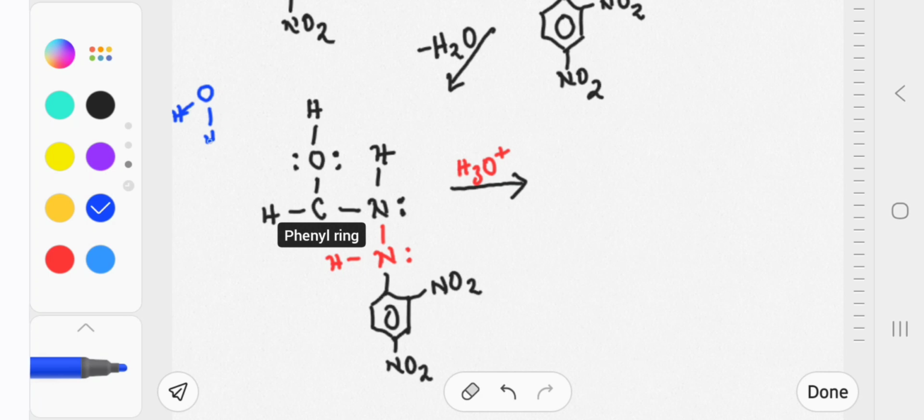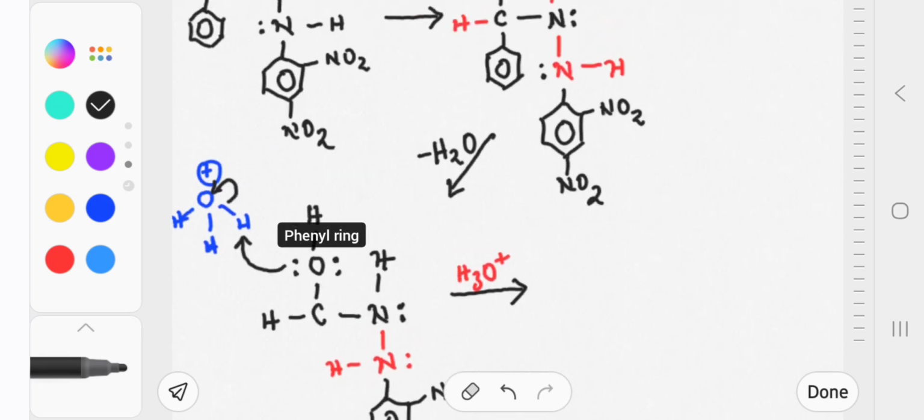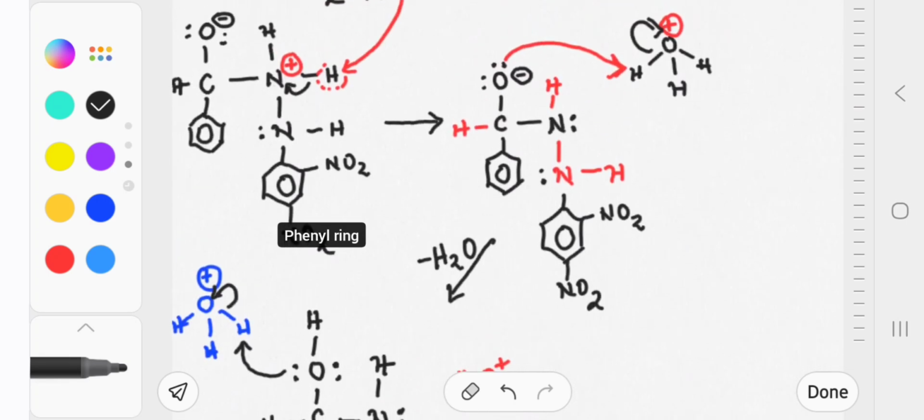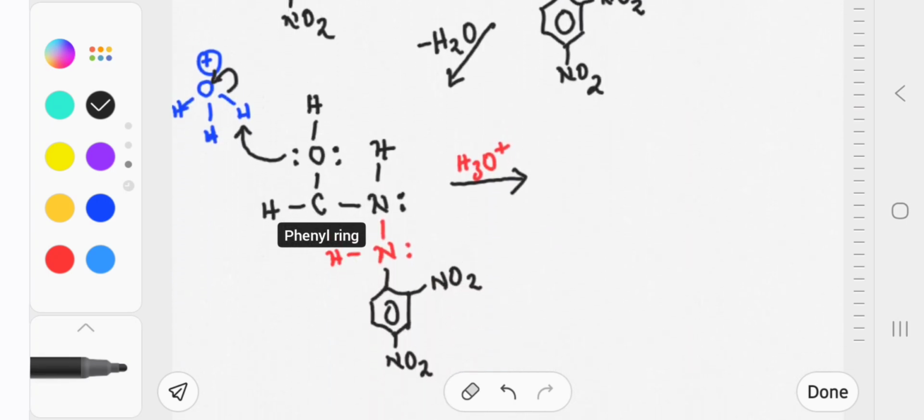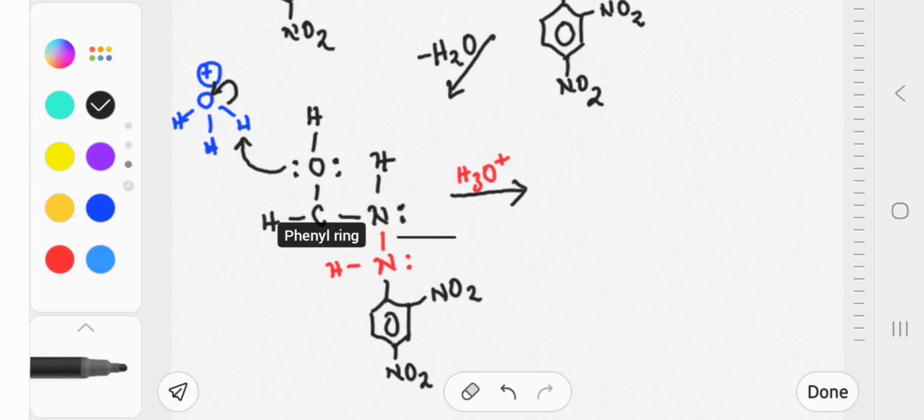Oxygen, hydrogen, hydrogen, this is plus. And you know what's going to happen? Oxygen is going to withdraw its bonding electrons again to itself, then this oxygen will pick up the hydrogen. See, that means water is formed again. That's the action of H3O+.